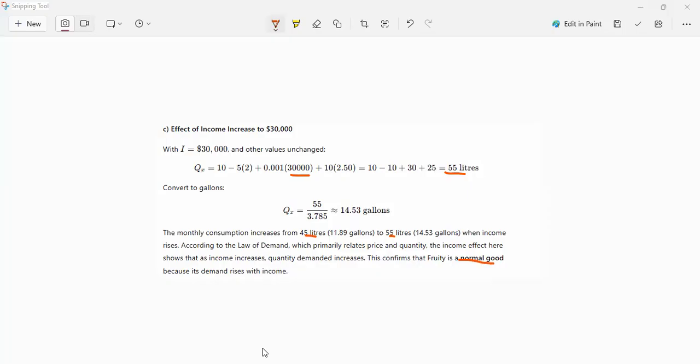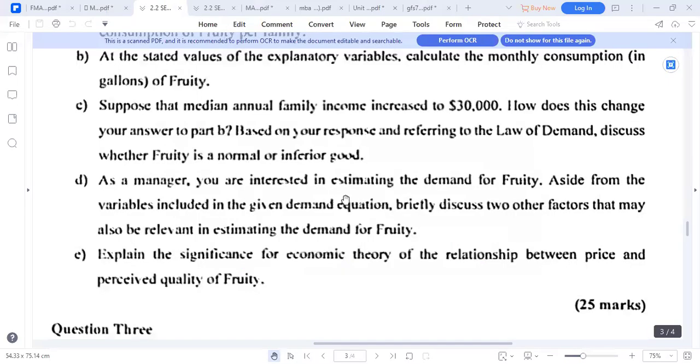Are we following? Yes. All right. Then, as a manager, you're interested in estimating the demand for fruit juice. Aside from the variables included in the equation, what variables are included in the equation? The price of the other good and the income. What other factors do you think affect demand for the fruit juice you drink? What are the other factors that will affect demand there?